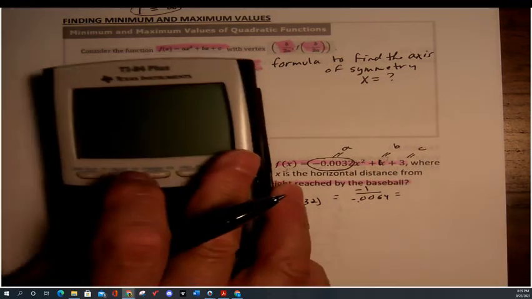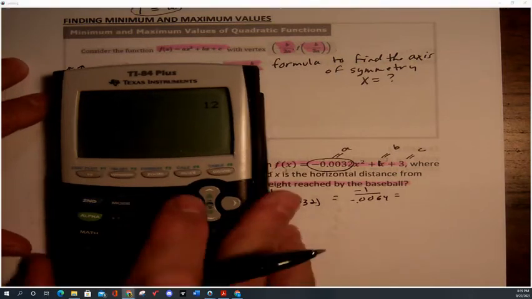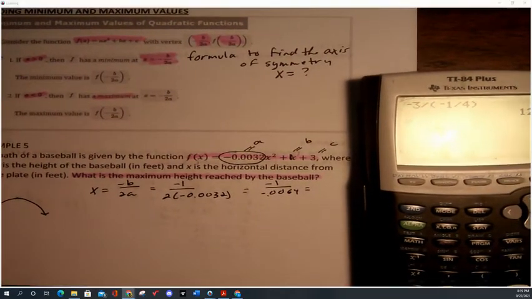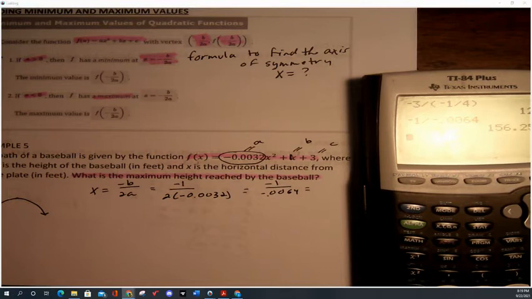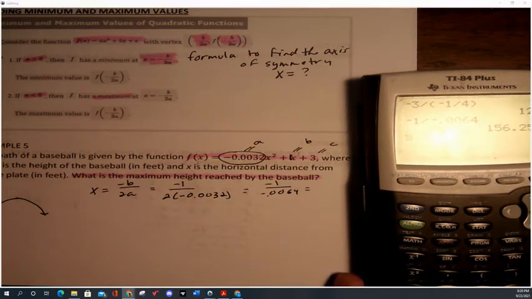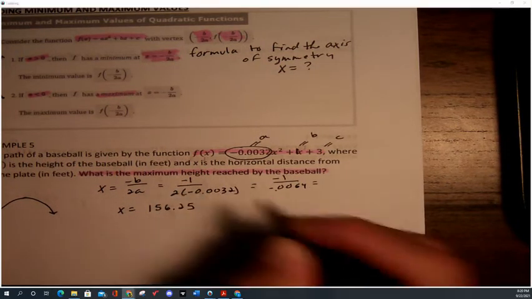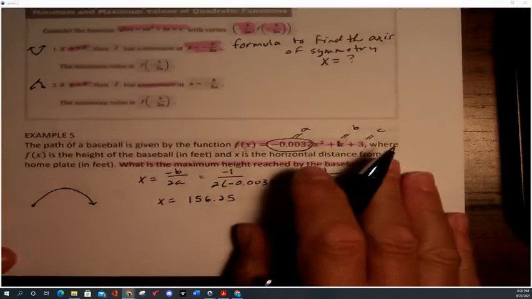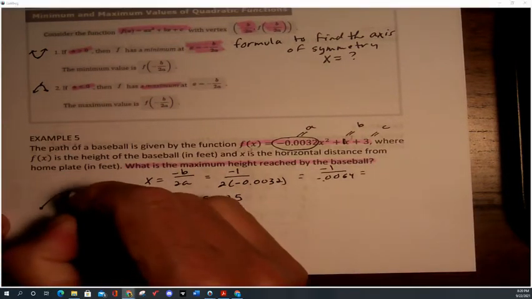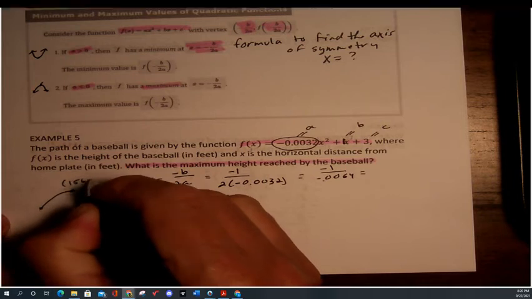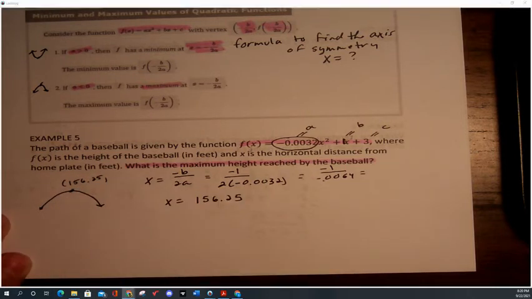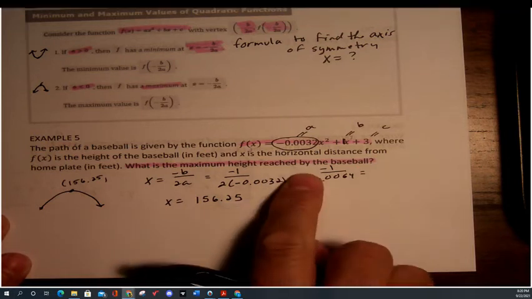Let's get my handy dandy calculator out. And let's do -1 divided by -0.0064. And I get that value, 156.25. So x is equal to 156.25. If I was looking for my vertex, there's my x value of the vertex. I'm not looking for my vertex. I'm looking for just the y value, just the maximum height. But obviously I have to find the vertex to answer this question.